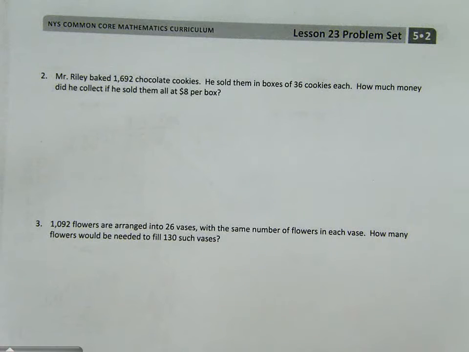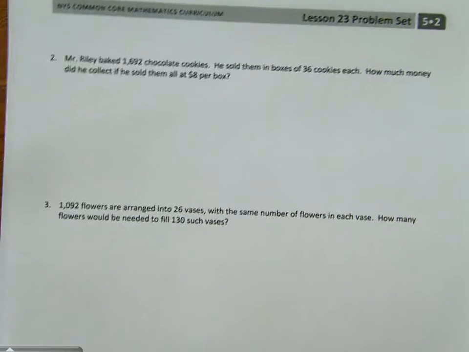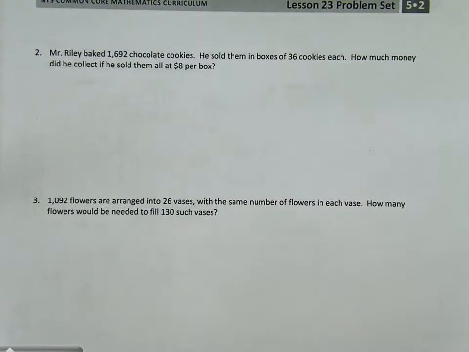It says, Mr. Riley baked 1,692 chocolate cookies. That's a lot of cookies. He sold them in boxes of 36 cookies each. How much money did he collect if he sold them at $8 per box? So this is going to be a 2-step problem. I'm not going to be able to do this all with one equation.